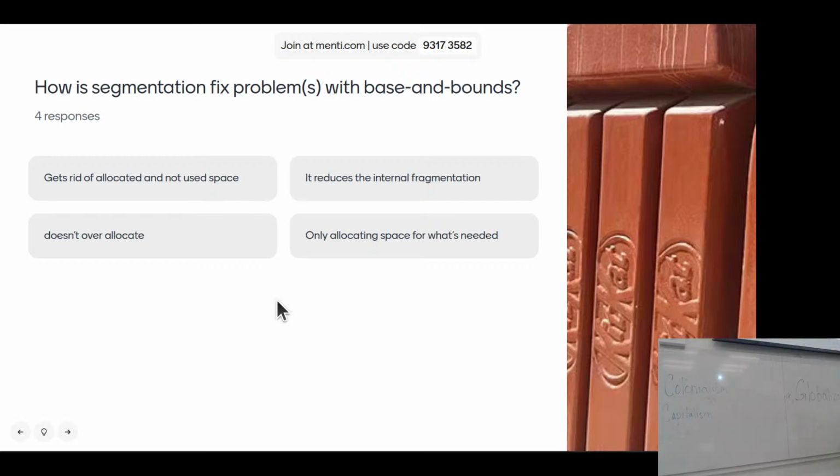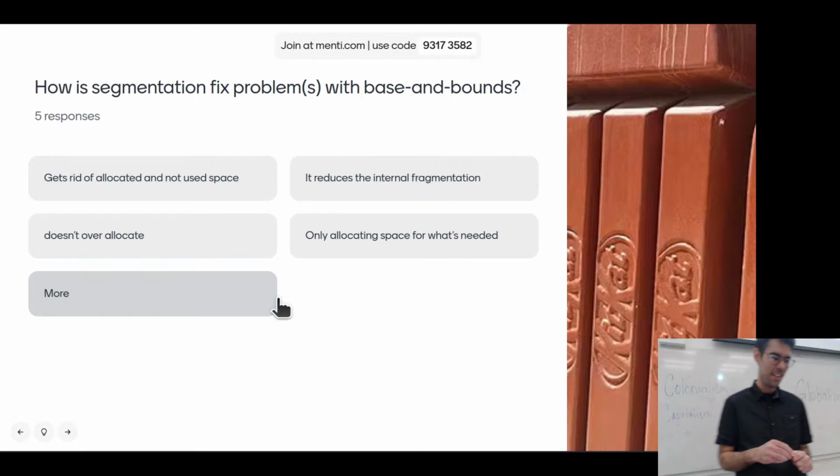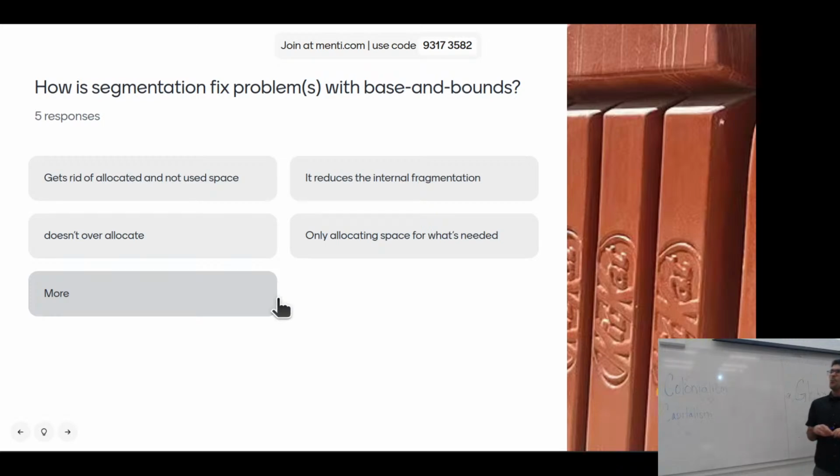How many processes can we run with segmentation compared to what we were able to run with base and bounds? I hope I configured this so that you can answer multiple times. More. Good. Yeah. Okay. Yes. More. Yes. I like that answer very, very well. Yes. We can definitely run more processes.